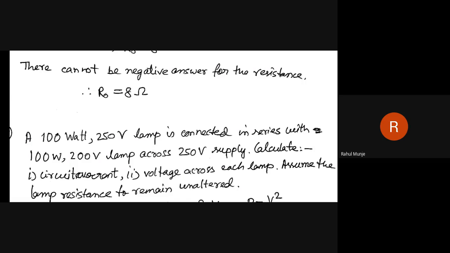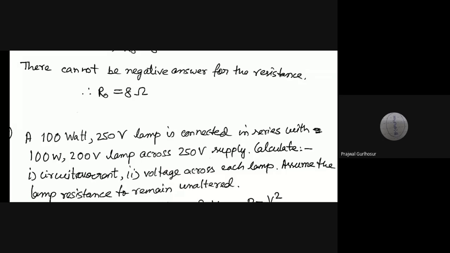Ma'am, R1 is 625 ohm and R2 is 400 ohm. Right, 400 only. R1 is 625, R2 is 400.